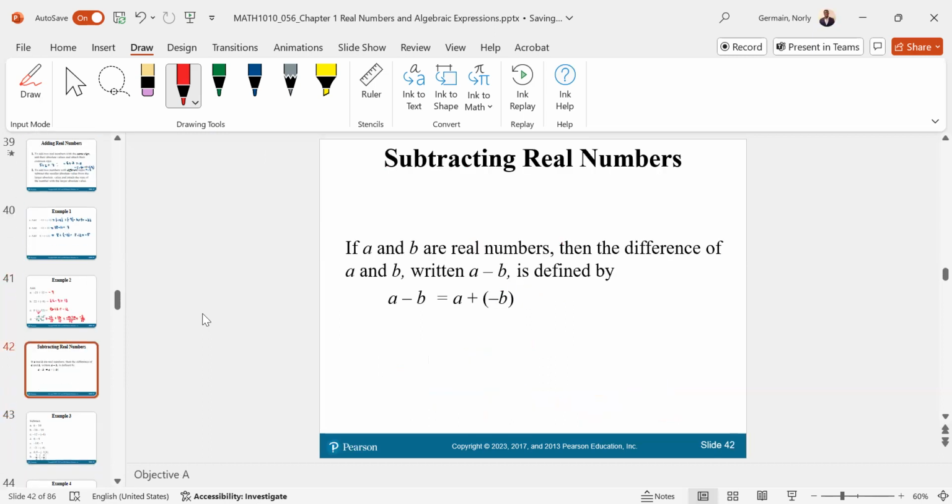But in terms of subtracting real numbers, what you need to remember is, if A and B are real numbers, then the difference of A and B can be written A minus B. All right. So if you said the difference between 17 and 8, that means it's 17 minus 8, that gives you 9. Okay, so that's what we call the difference.